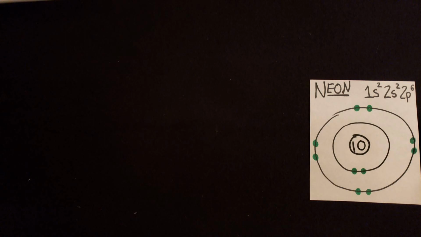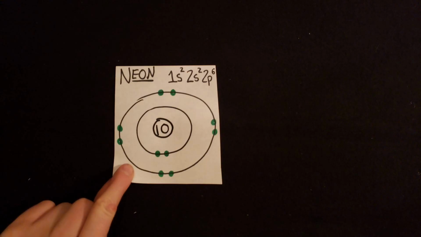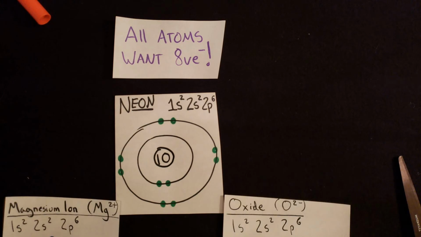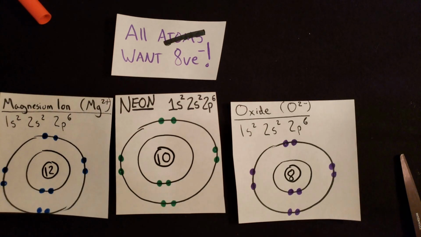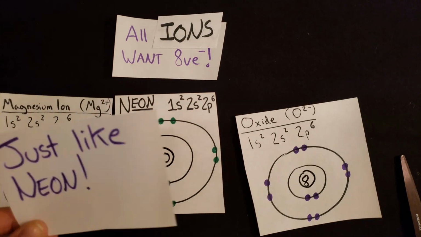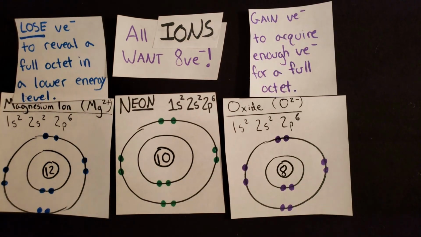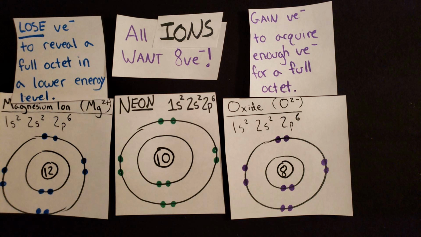So, in summary, all atoms and ions want to have 8 valence electrons. Whether you gain or lose electrons is totally dependent on what's easier. If it's easier to gain 2 electrons, you will gain electrons and add to a full octet. If you lose electrons, you will reveal the full octet in a lower energy level.